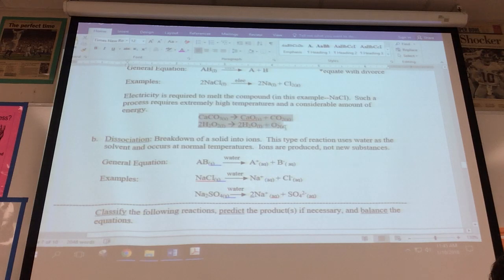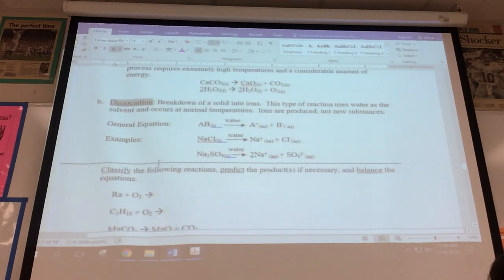Here are two examples of decomp reactions. How can you recognize these as decomposition right away? Because it has one reactant, more than one product, and you have simpler substances, not ions, from one compound.